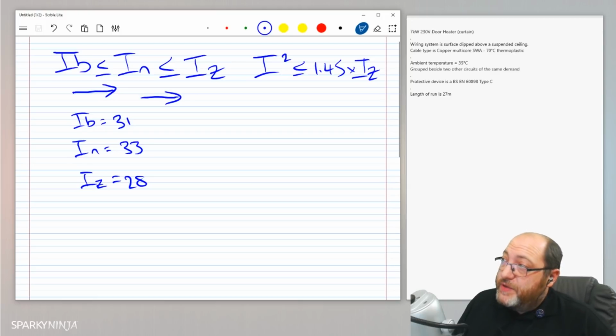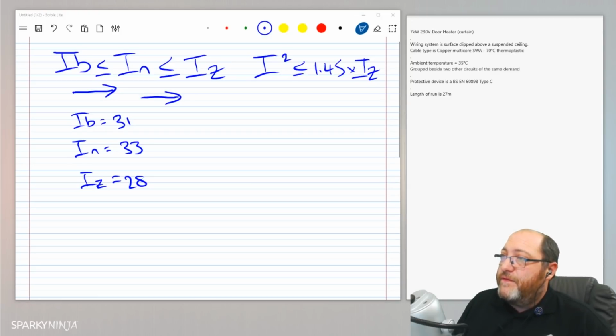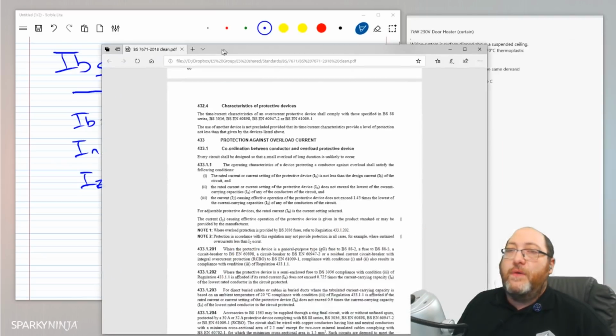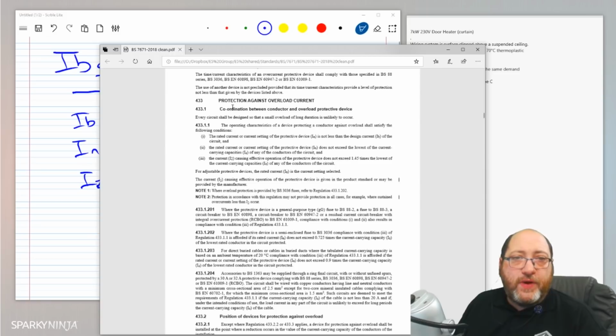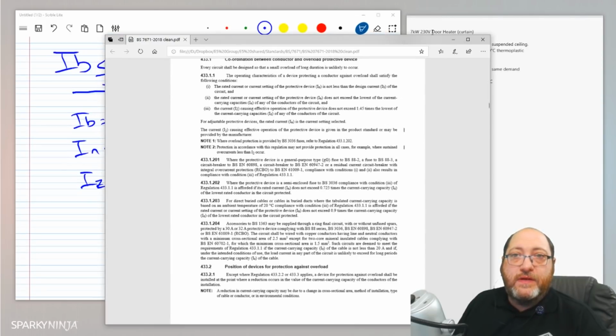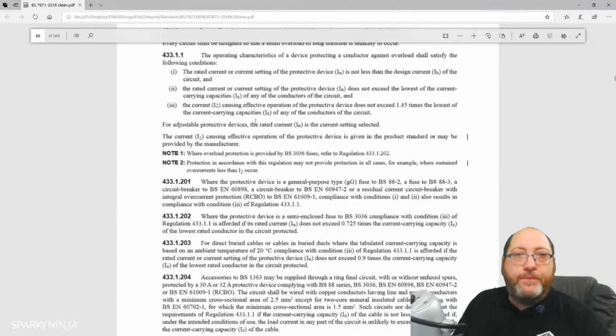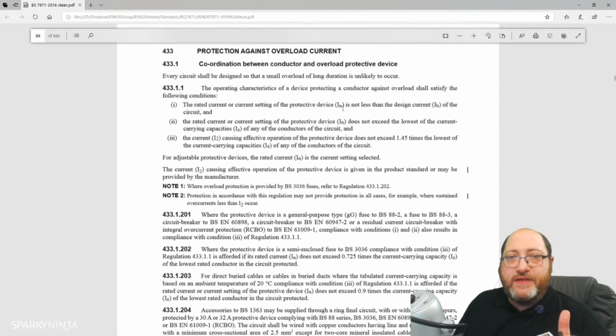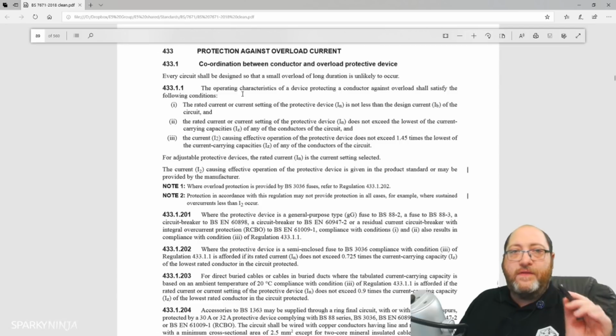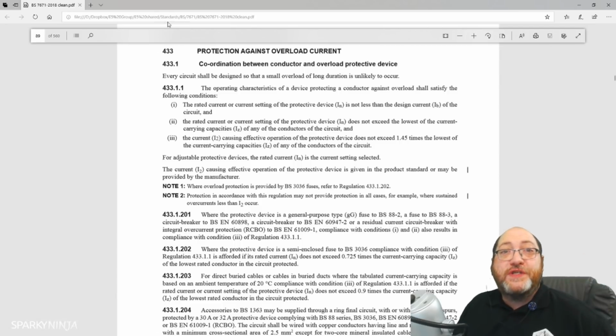It's not written in the regs book, but it's covered in 433. I've just flicked to it straight away. So here, 433 protection against overload current, and 433.1.1. It's the wording of all this here. Let me just zoom in. The rated current setting of the protective device IN is not less than IB, and IN is not less than IZ, and then the I2 and the IZ there. So that's the first area that could illustrate itself as a formula.